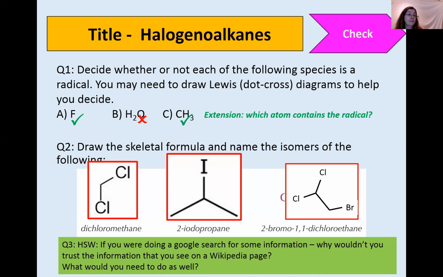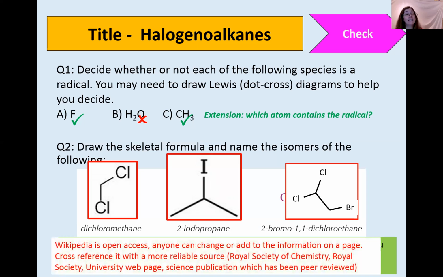If you were going to do a Google search, why wouldn't you trust the information? The reason is it's open access and anyone can change those pages. So you'd really need to cross-reference the information with a more reliable source. Maybe if you're looking at chemistry, the Royal Society of Chemistry or the Royal Society, a university web page, or you would consult an expert. I consider myself quite knowledgeable, and so when I read things on Wikipedia, I know if it doesn't ring true, and so I can then look at a different source. So having the wider knowledge sometimes helps you, but just be aware it's open source and other people can edit.